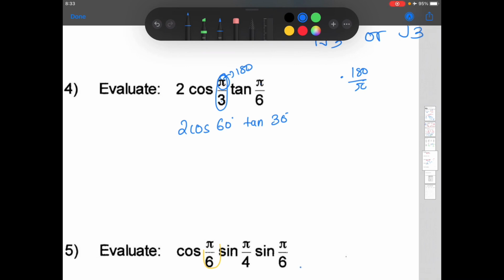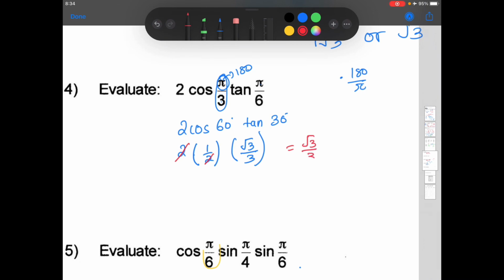So what is cosine of 60? Cosine of 60 is 1/2, and tangent of 30 is rad 3 over 3. Let's simplify that. The 2's cancel out, and what am I left with? Rad 3 over 3. So I want you to finish the remaining questions and the homework. Good luck, guys.